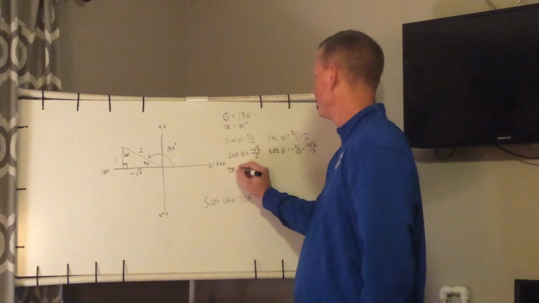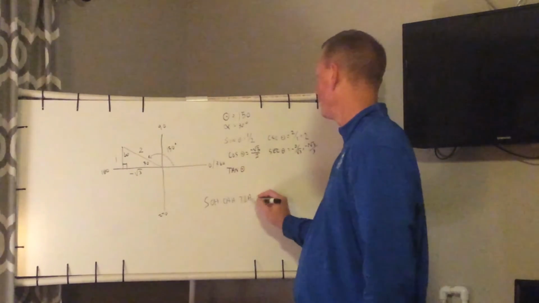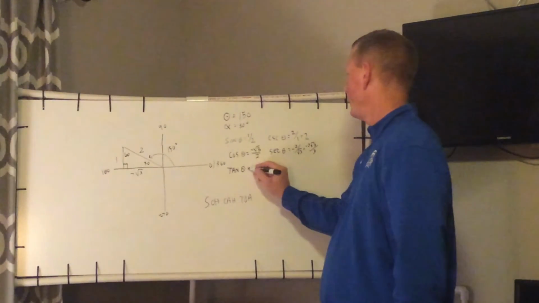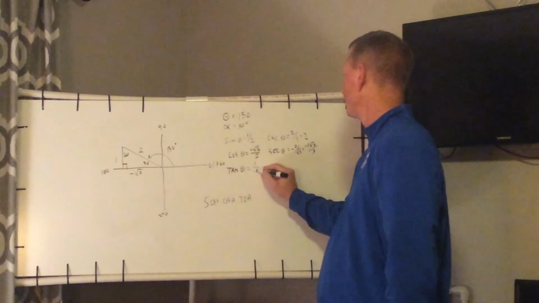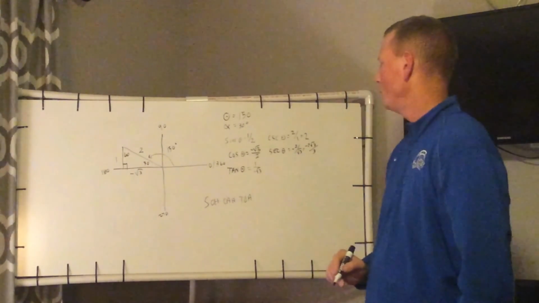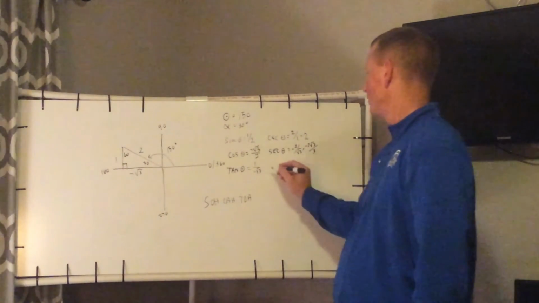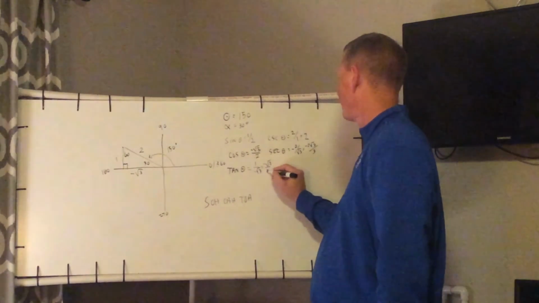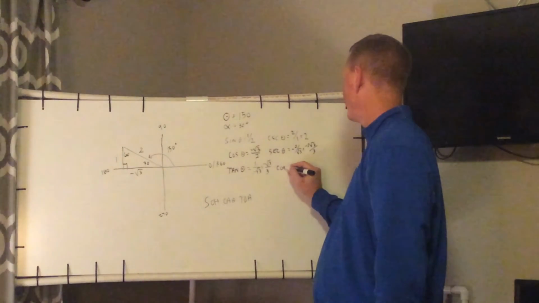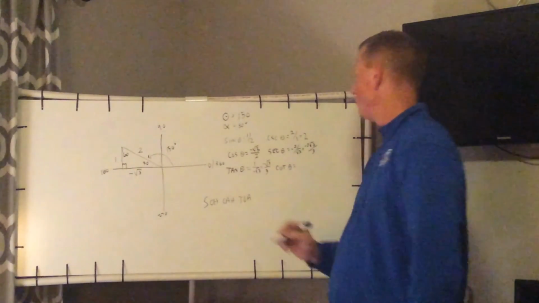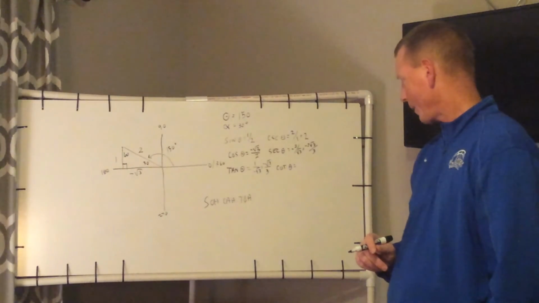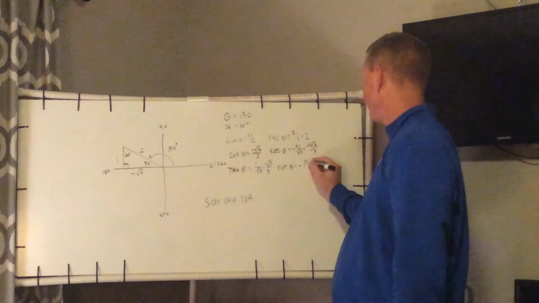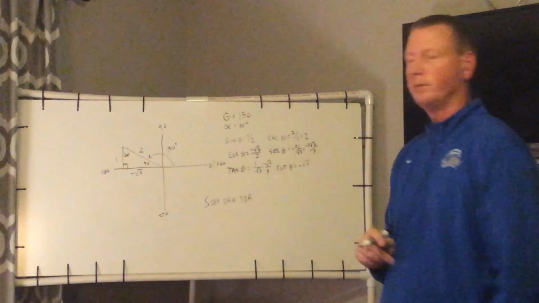Tangent of theta is opposite over adjacent. So opposite over adjacent is 1 over negative radical 3, which again, if I rationalize, I get negative radical 3 over 3. And then last but not least, the cotangent of theta, again, take the reciprocal, and I just get simply negative radical 3.